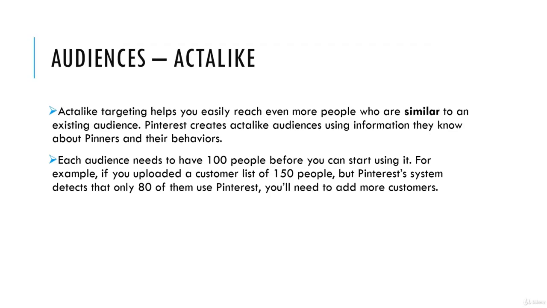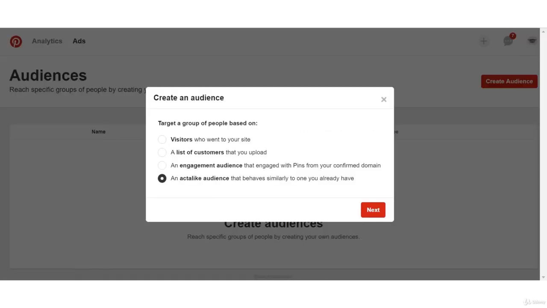Next are act-alike audiences. These help you easily reach people who are similar to existing audiences. Pinterest creates act-alike audiences using information they know about their pinners and their behaviors. Each audience needs to have 100 people before you can start using it. For example, if you upload a customer list of 150 people's emails, but the Pinterest system detects only 80 of them use Pinterest, you'll need to add more customers. So click Create Audience, then select the Act-alike Audience option and click Next.